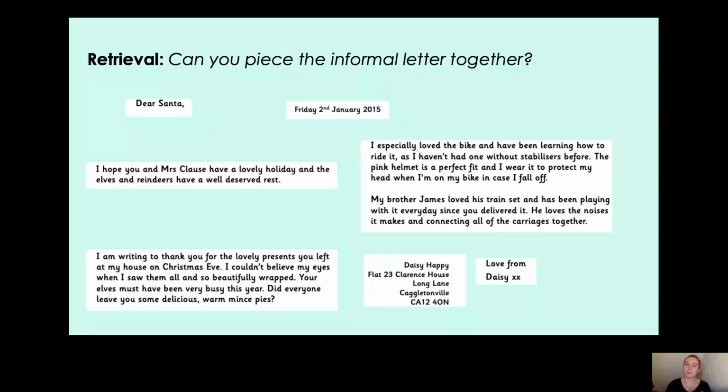Okay, Year 2, were you able to help me? Well, let's have a look. What do I need first in my informal letter? Yes, you're right. I need the address, the sender's address. Remember, the person who's writing the letter's address, not the person that it's to, because the person who it's to's address goes on the envelope so the postman knows where to post it. So yes, we've got the sender's address in the top right-hand corner.